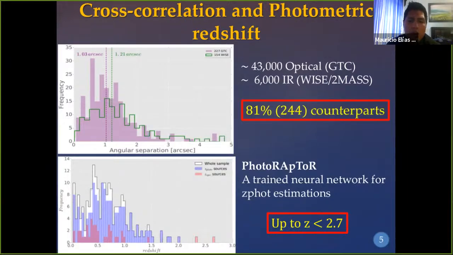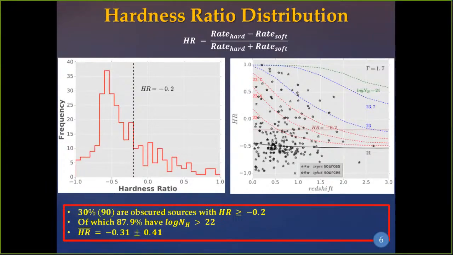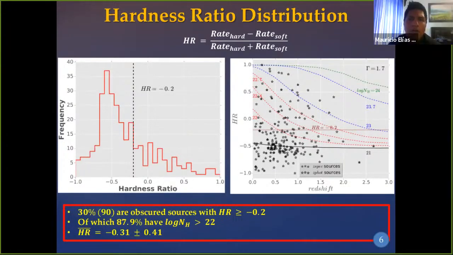Then we compute the hardness ratio distribution of all sources. The hardness ratio is defined as the ratio between the soft and the hard count rate bands, and it can give us a good approximation to distinguish between unobscured and obscured sources. I mean, sources with column density higher than 10 to 21. Here we found that 30% of our catalog is obscured and 88% of them present a column density higher than 10 to 22.